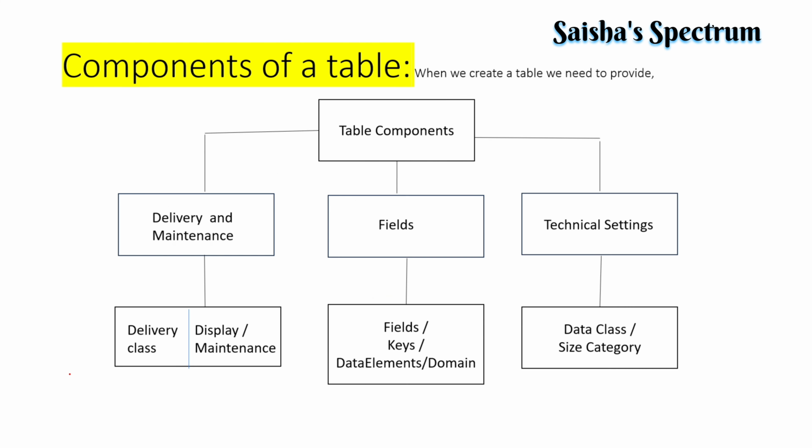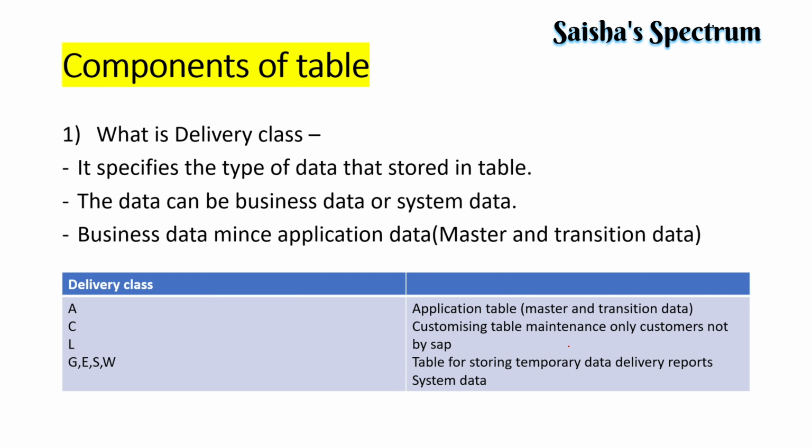So when we create a table, we need to provide some components of a table. Components like the delivery class, display or maintenance, the different fields, data elements, and domains need to be provided, and in the last, technical settings, that is data class setting and size category, need to be provided. So let us see in detail about the components of tables. Very first we will see what is meant by delivery class. It specifies the type of data that is stored in a table. We usually provide the A delivery class.